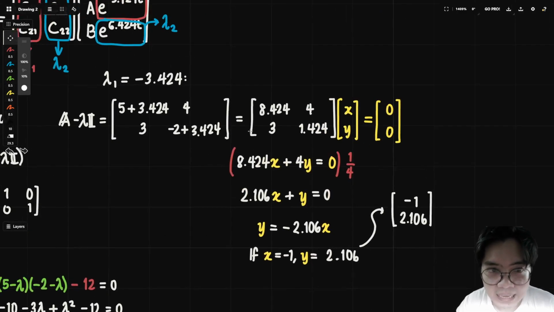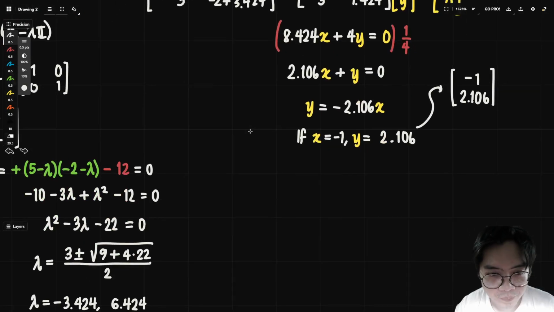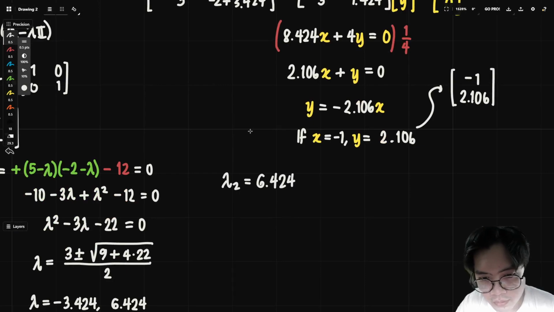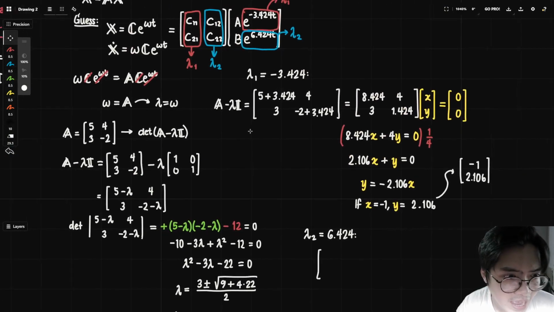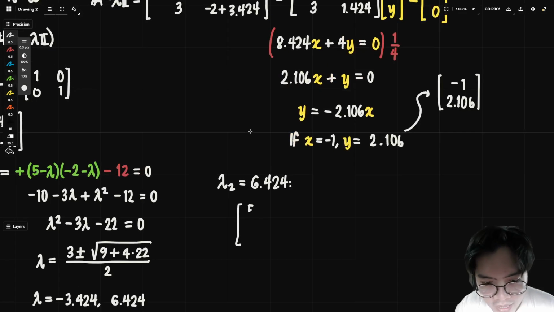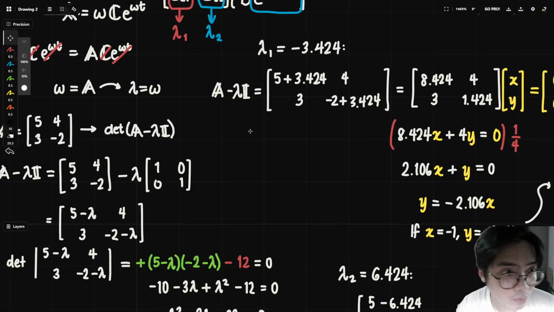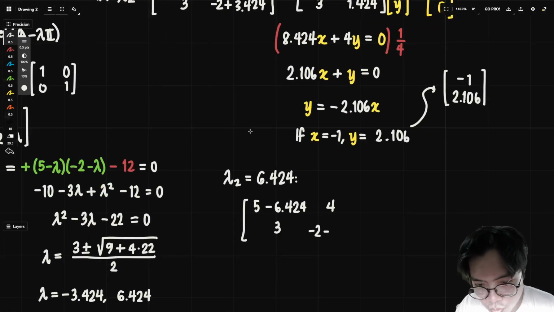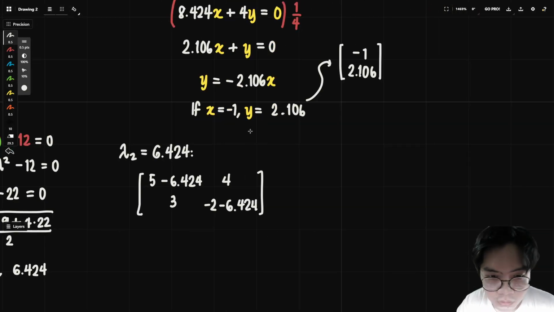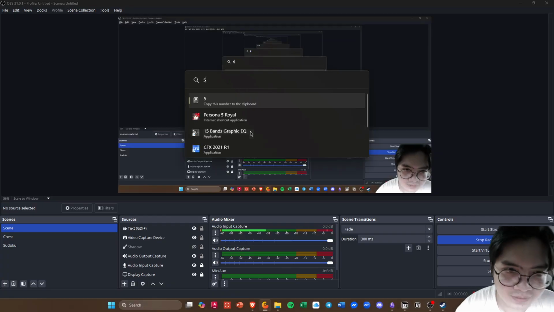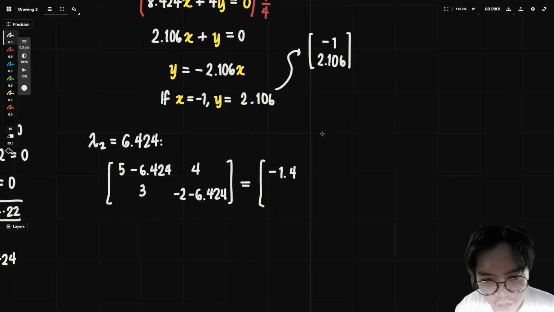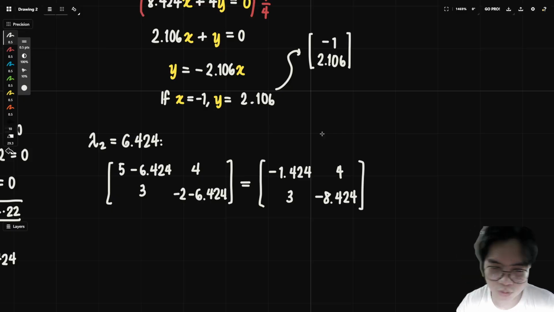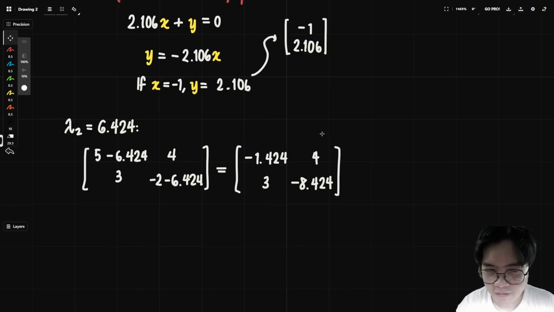Next, we go with our second eigenvalue, which is 6.424. What was the original matrix again? 5, 4, 3, negative 2. So 5 minus 6.424, 4, right? Yes, 4. Then 3, and negative 2 minus 6.424. If we put this together, we have negative 1.424, 4, and then 3, and then negative 8.424. Again, it doesn't look simplified yet.